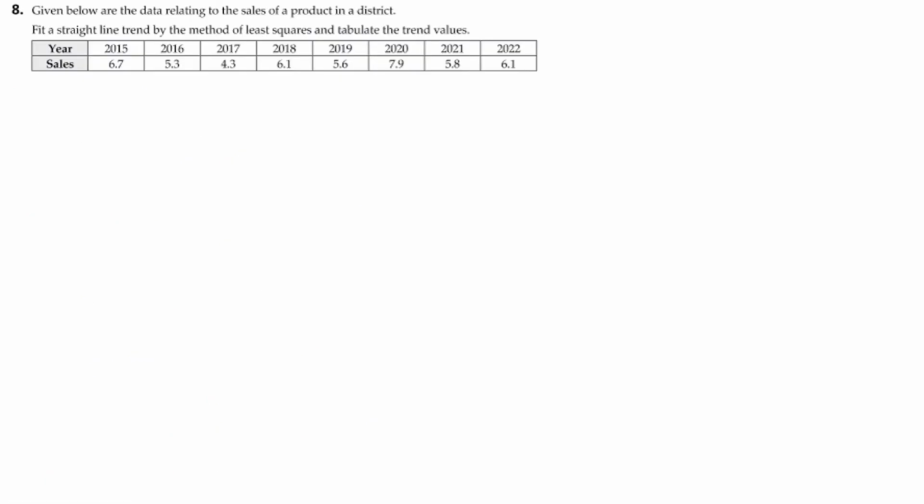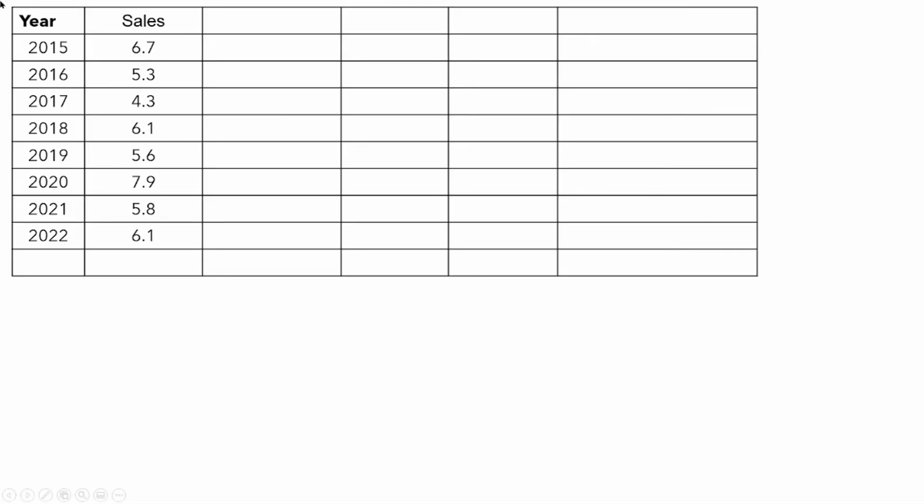Moving on to the next question. Given below are the data relating to the sales of a product in a district. Fit a straight line trend by the method of least squares and tabulate the trend values. So for various years, the sales data is given. We have to fit a straight line trend using the method of least squares. So let us draw a table like this. We have year and the sales for various years given here. The sales is represented by Y.